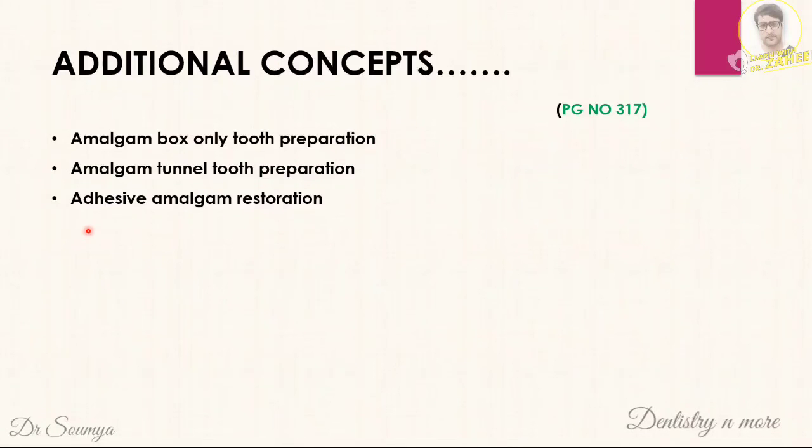However, you can conclude your answer by ending up with additional concepts that are required in tooth preparation. First one, you can discuss it under 3 headings. That is the amalgam box or slot tooth preparation, then amalgam tunnel tooth preparation, and the adhesive amalgam restoration. These are all given in detail in page number 317.